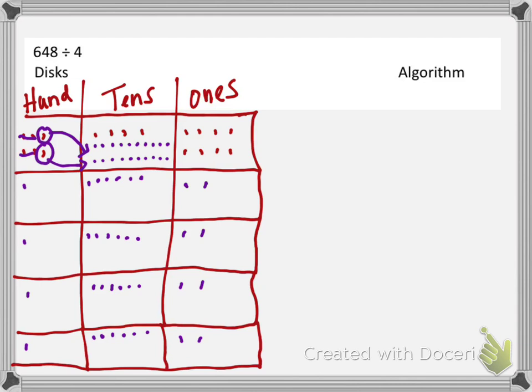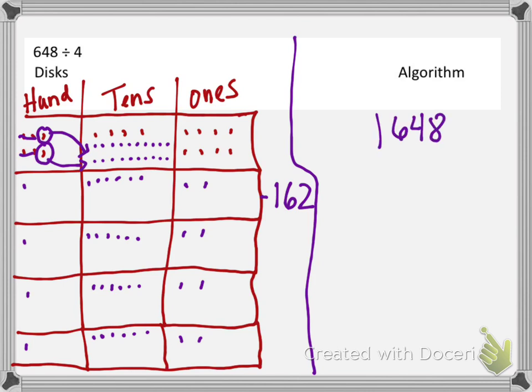So what is this equal to? Well, I have 100, I have 6 tens, and I have 2 ones. Let's see now if we can get this into our standard algorithm. 648 divided by 4. Let's see if I did this one right.